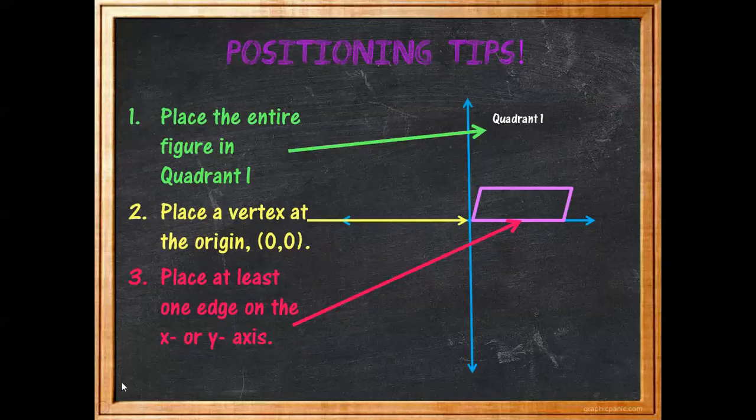You want to place the vertex at the origin. So 0, 0. See here, this vertex is touching the origin. And then you want to place at least one edge on the x or the y axis. So for this one, it's touching the x axis.